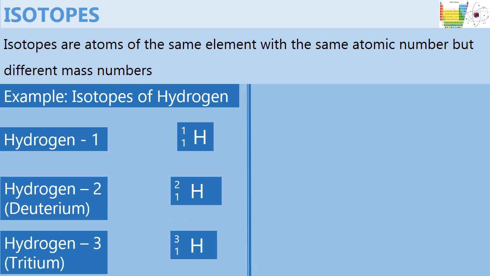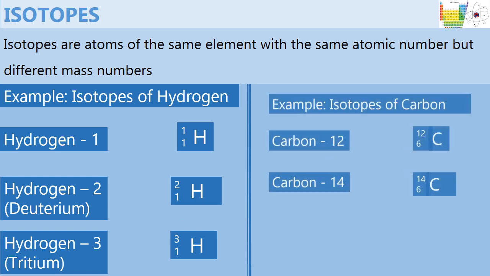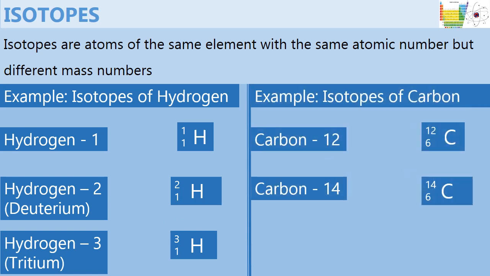Next, we have another example: the isotopes of carbon. The first one is known as carbon 12 and the second is known as carbon 14. How many neutrons does carbon 12 have? And how many neutrons does carbon 14 have? Spend some time to calculate.